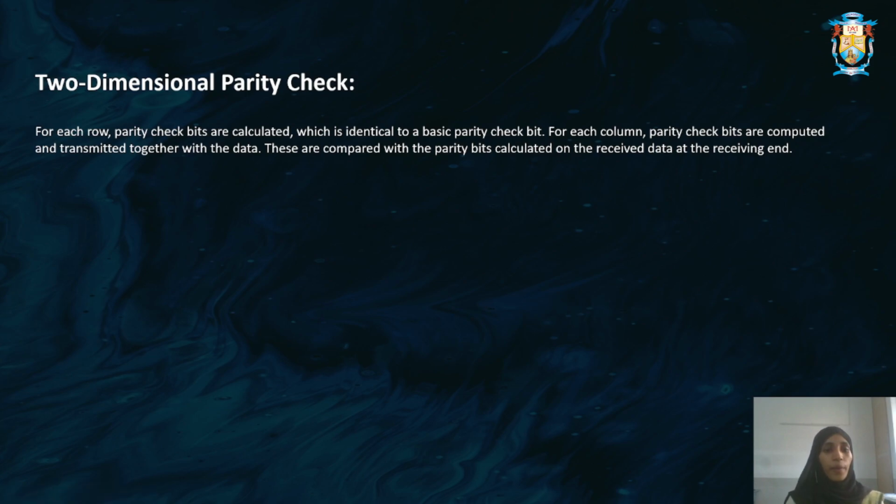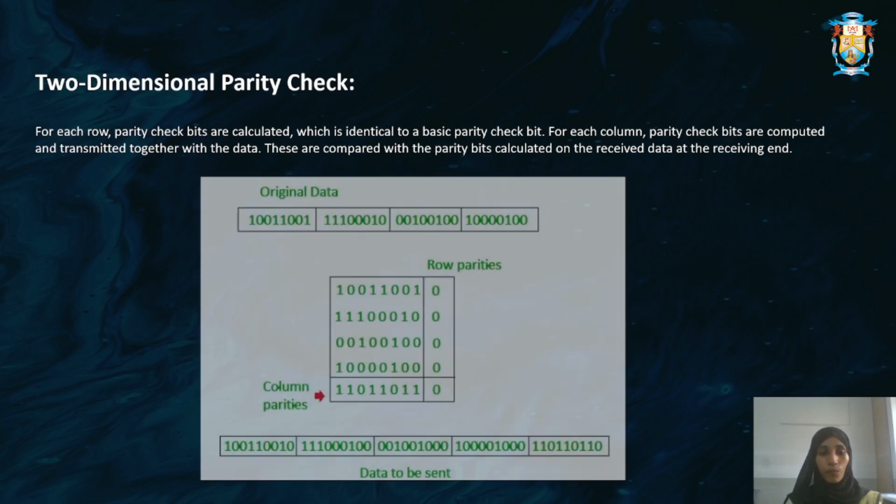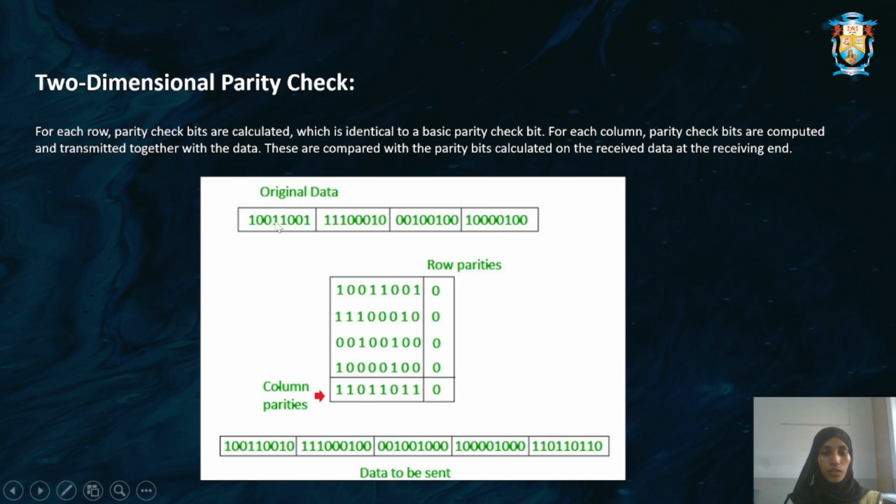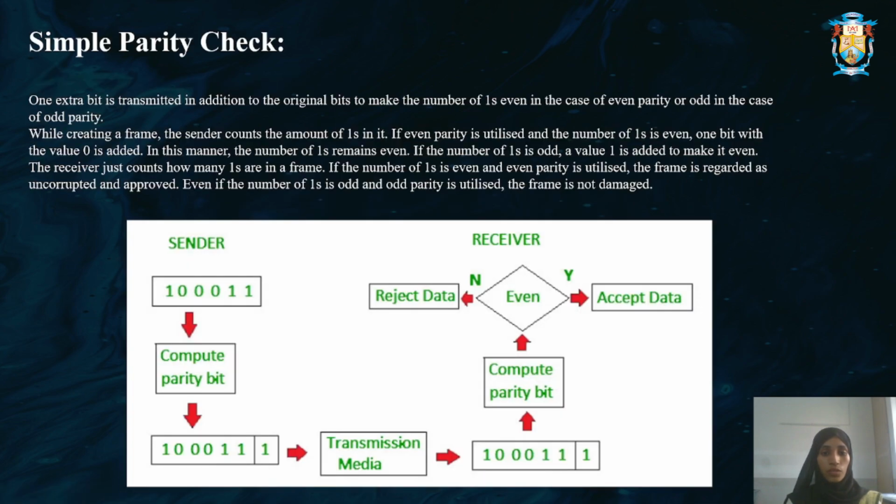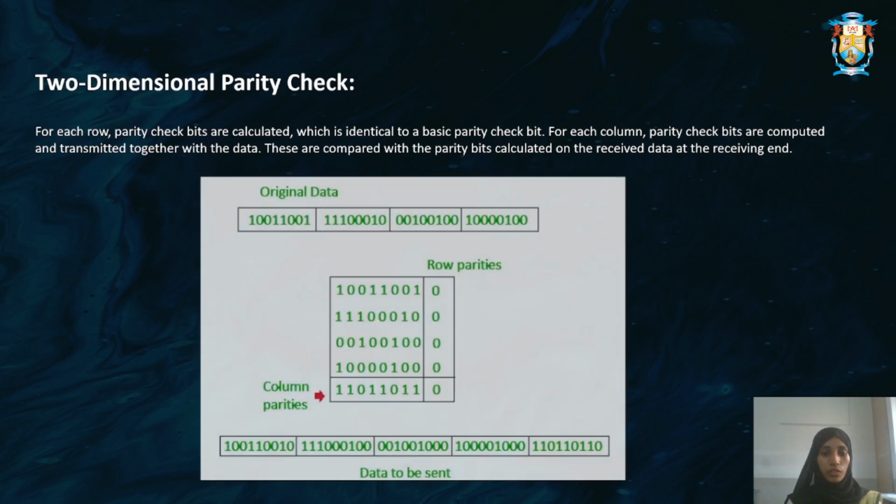Next one is the two-dimensional parity check. For each row, parity check bits are calculated, identical to the basic parity check bit. For each column, parity check bits are computed and transmitted together with the data. These are compared with the parity bits calculated on the received data at the receiving end. Here we are sending frames like this, and we are checking row parities and column parities, the same as we did before.